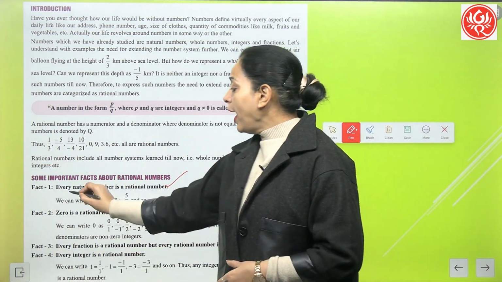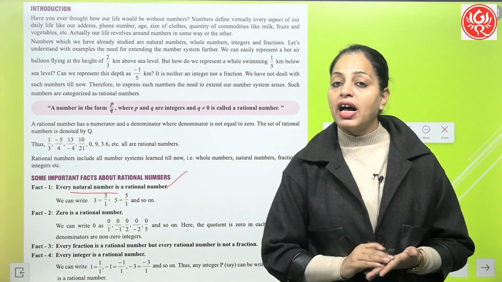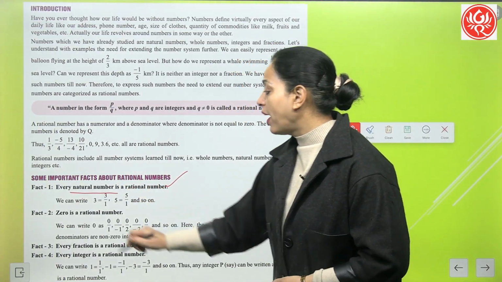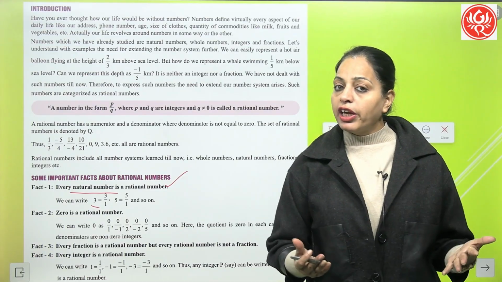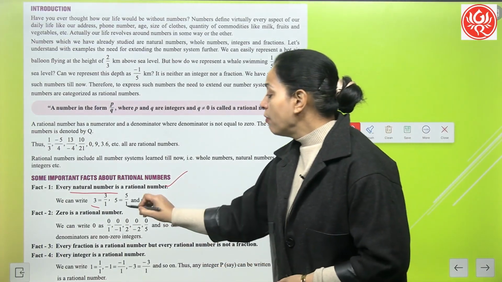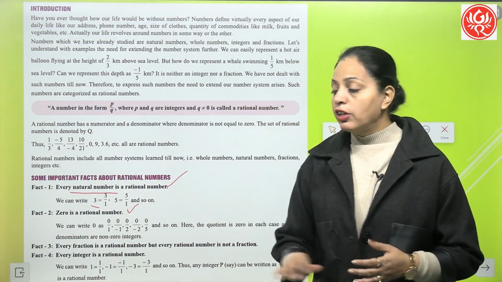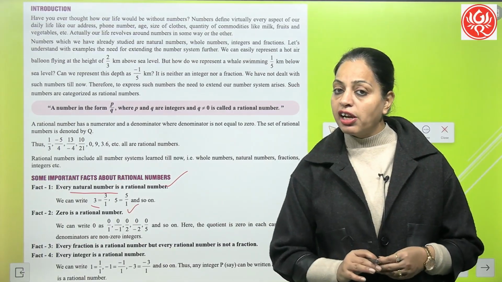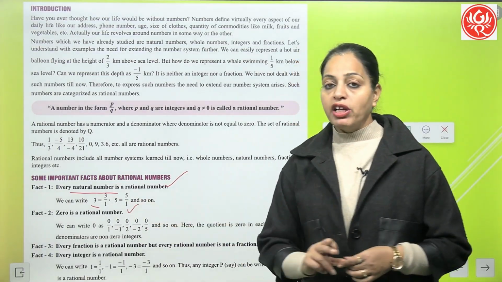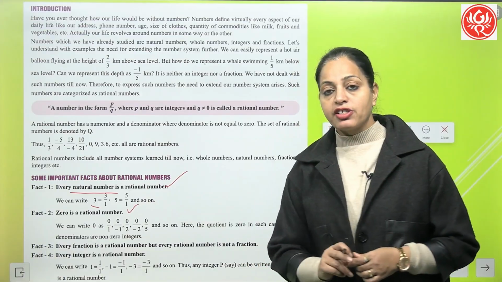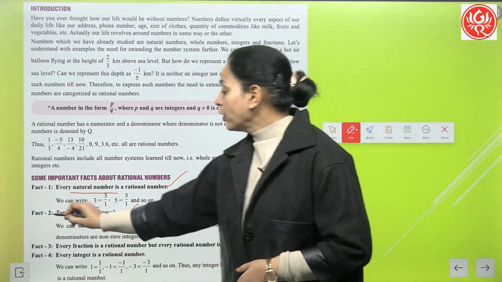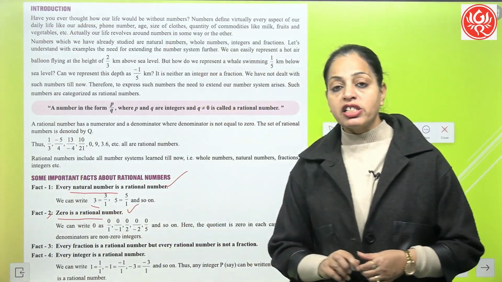Fact 1. Every natural number is a rational number. Why? Like 3, we can write 3 upon 1. 5, 5 upon 1. So this is a rational number. 3 is a rational number, 5 is a rational number, right? Now fact 2, 0 is a rational number.